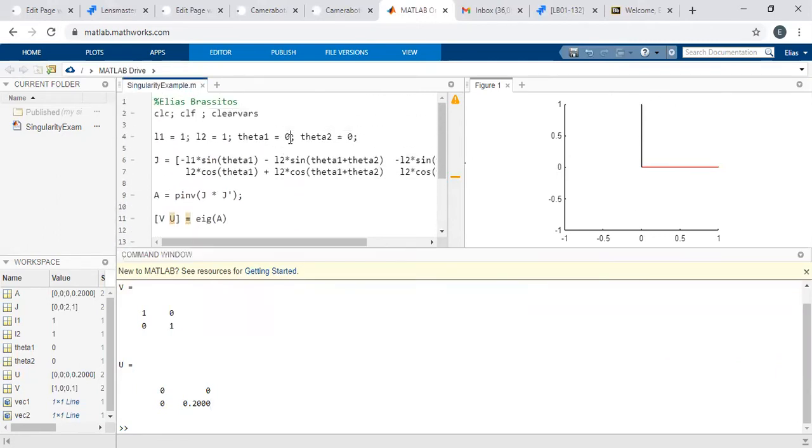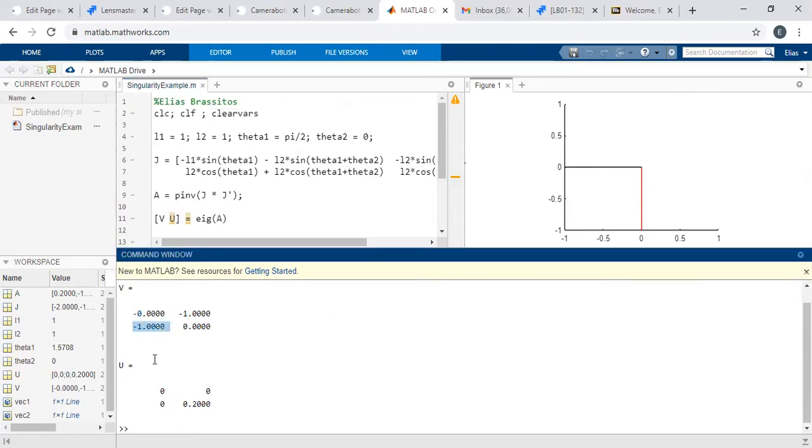Now let's make theta 1 pi over 2, keep theta 2 at 0, and rerun that. What are you getting? The first vector, the red one, has an x coordinate of 0 and then -1. This is my first axis, in the vertical direction. What is the radius I can move in the vertical direction? How does the robot look now? The robot is in a vertical direction.